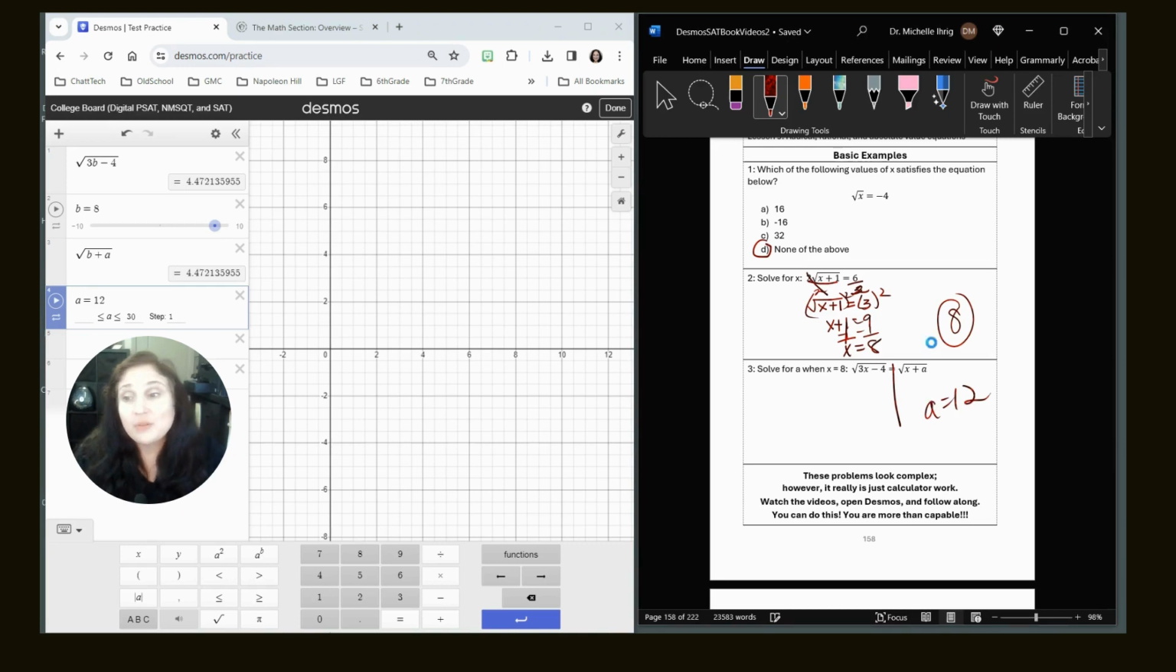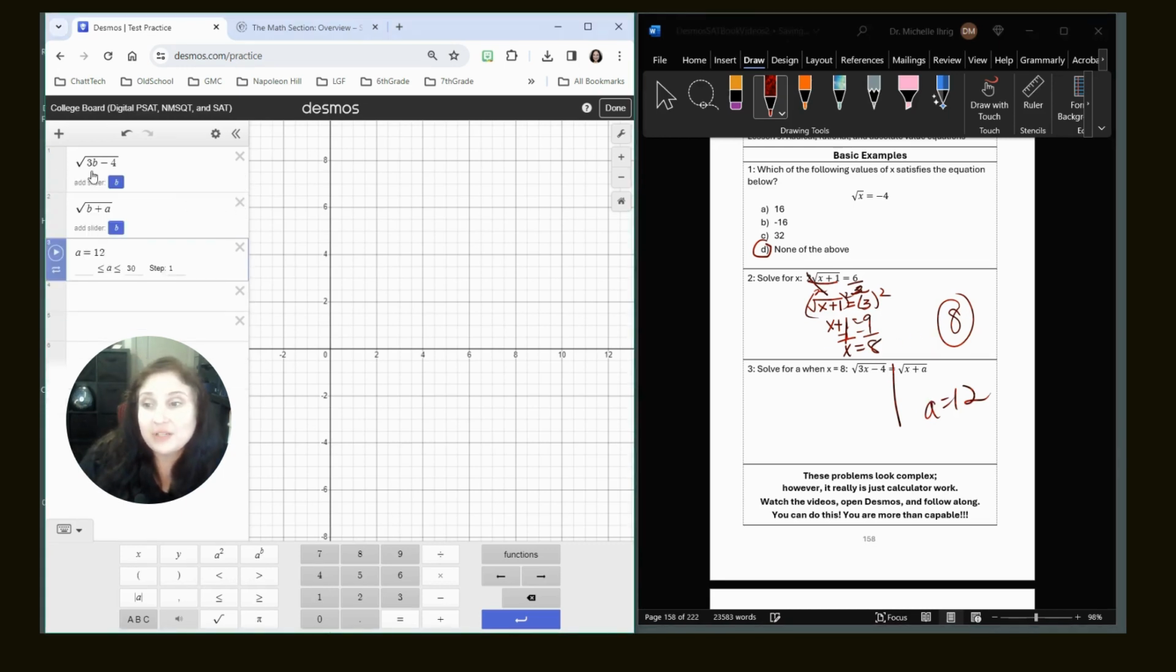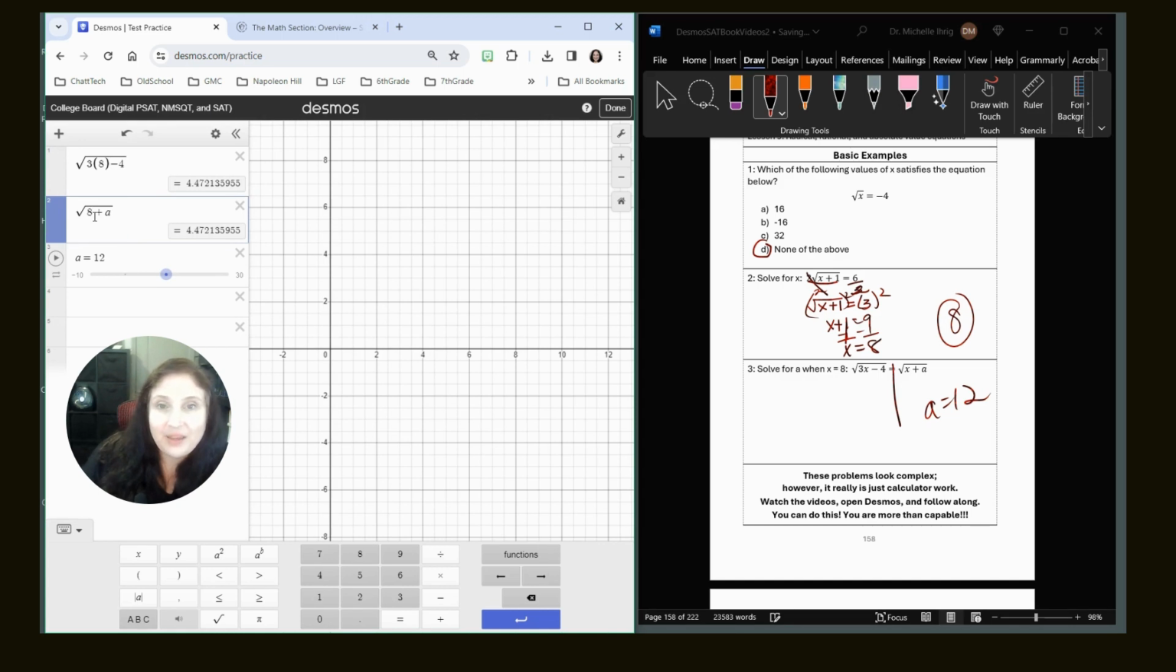The other way you could have used the calculator is instead of setting a B term to 8, you could have just substituted the 8 in for the X. And it would work the same way. Okay, and then you just have to deal with the slider for the A.